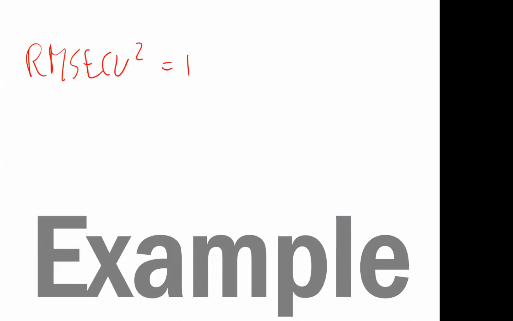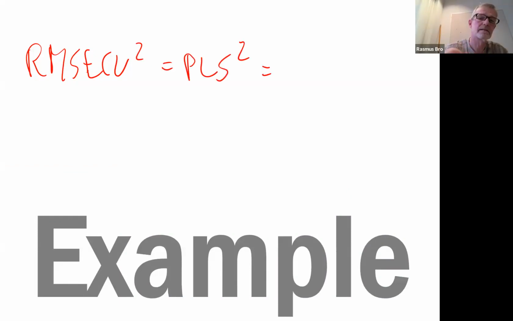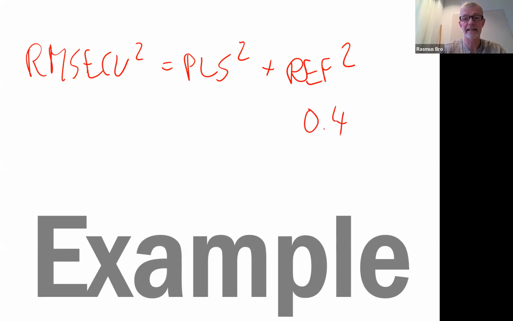So normally you would take full blame for the error, but what it really is, is the error of your model and the reference. And I already knew, because I made the data, that I had an error of 0.4, and I see that my RMSECV is 0.4. So what does that mean? It means my model is perfect.